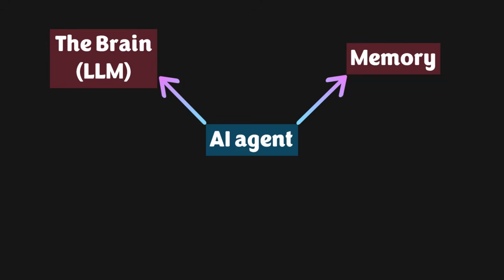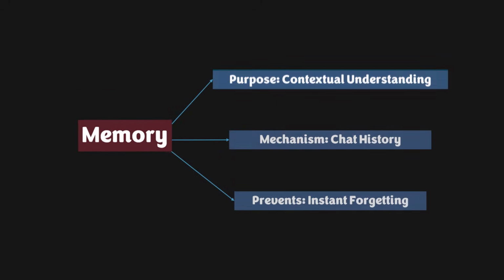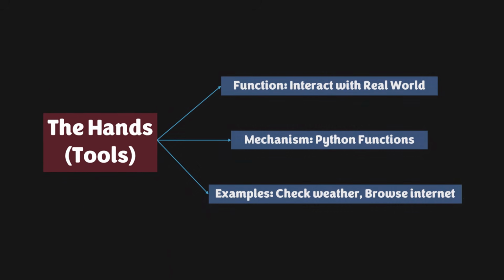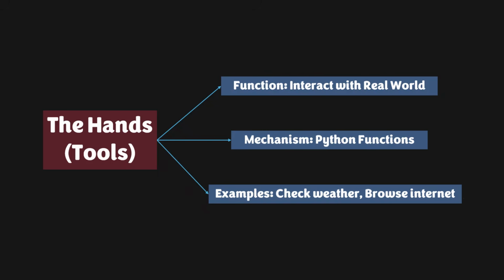Next, you have memory. A brain is useless if it forgets everything instantly. Memory is simply our chat history, allowing the agent to understand the context of our conversation. Third, and this is crucial, you have the hands. The brain can think, but it can't check the weather or browse the internet. We give it hands in the form of tools, Python functions that let it interact with the real world.